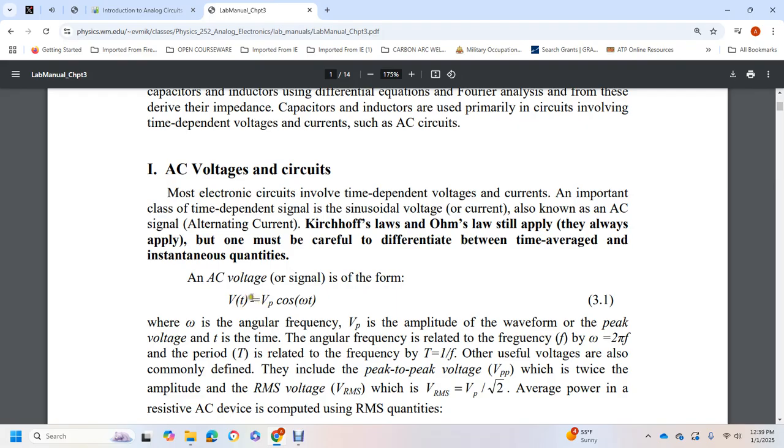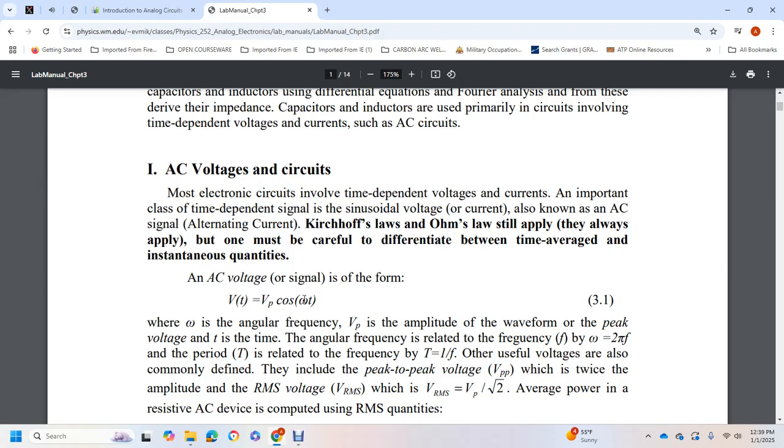as a function of time. Voltage as a function of time is equal to the peak voltage times cosine of the angular frequency times time, where omega is the angular frequency, Vp is the amplitude of the waveform, or peak voltage, and t is time.